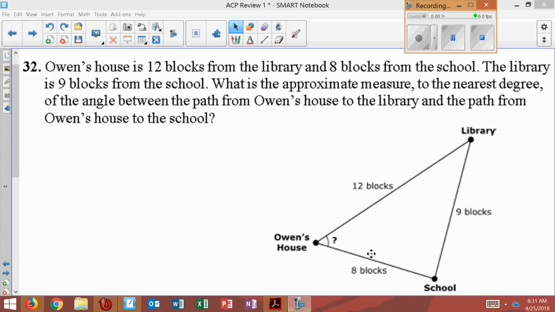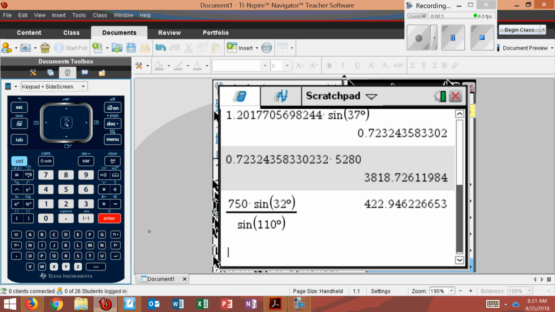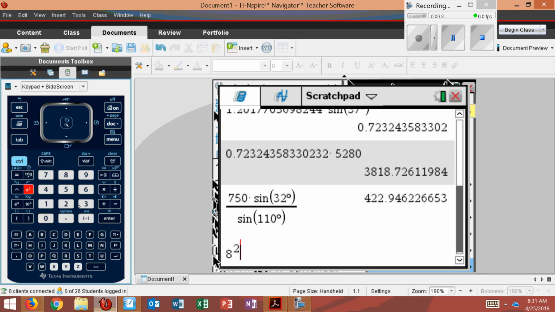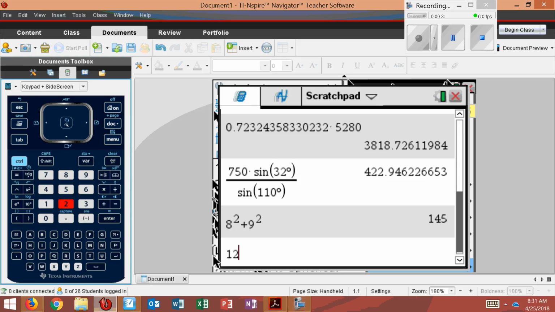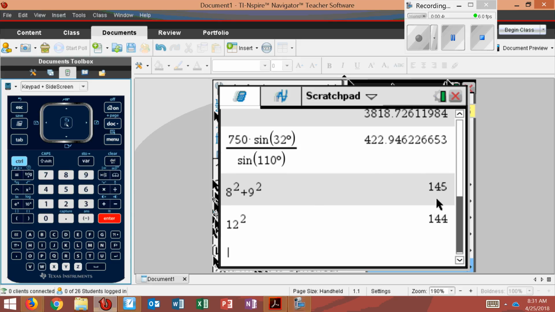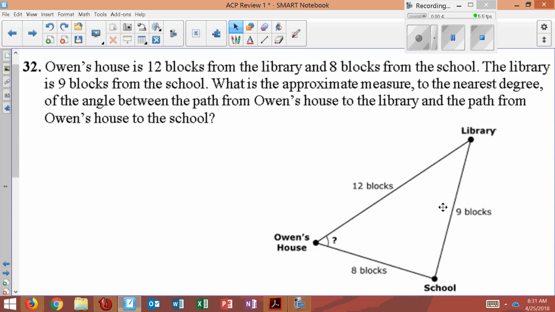So considering that all blocks are equal in length, we have this set up and we've got to find this angle. Now, I do not have a right triangle. It does not tell me this is a right angle. You could try the Pythagorean theorem to see if it's a right angle by asking, does 8 squared plus 9 squared equal 12 squared? And you see how these do not equal each other? So using sine, cosine, or tangent as y over x to find this angle would likely not give us the right answer.